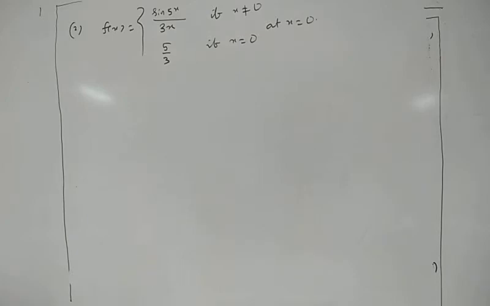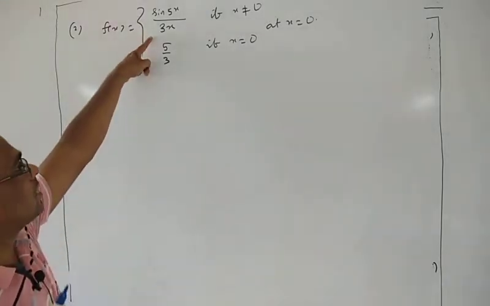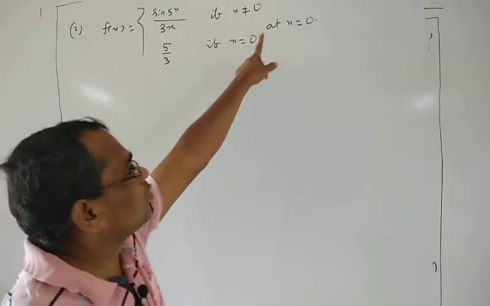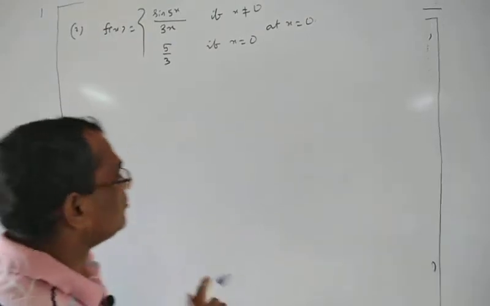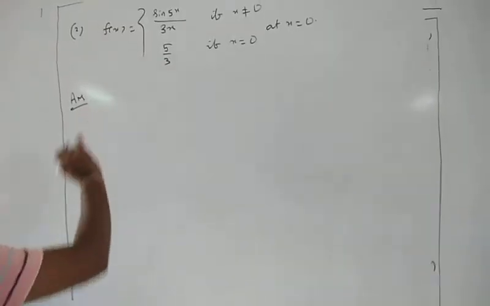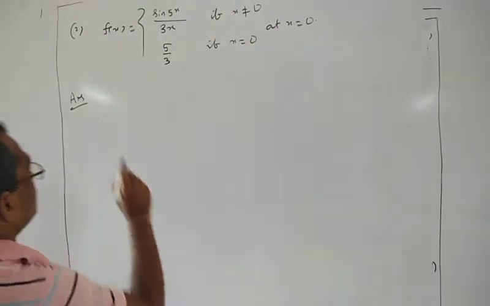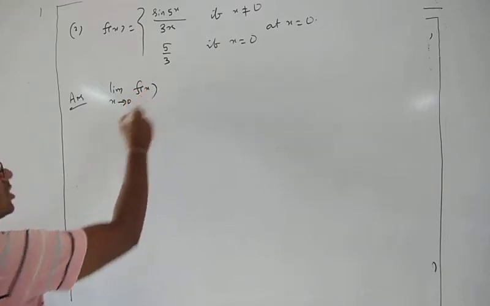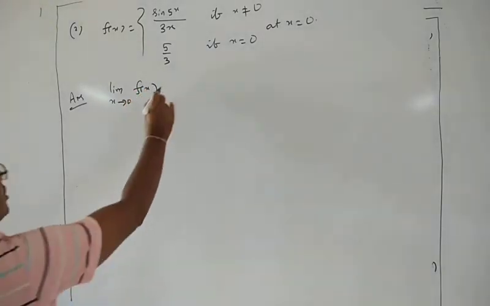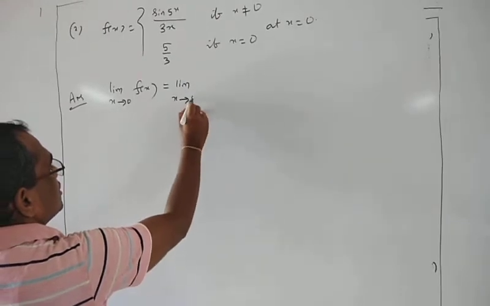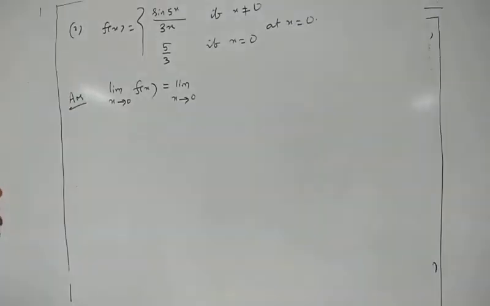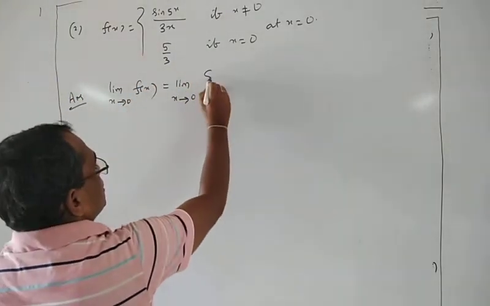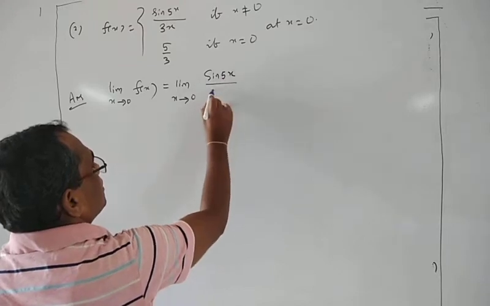Now the second question: f of x is equal to sin 5x by 3x if x is not equal to 0, and 5 by 3 if x is equal to 0. So we have to test at x is equal to 0. First we find the limiting value at x is equal to 0. The limit as x tends to 0 of f of x is known as the limiting value. X tends to 0 means x is not equal to 0. When x is not equal to 0, f of x equals sin 5x by 3x.